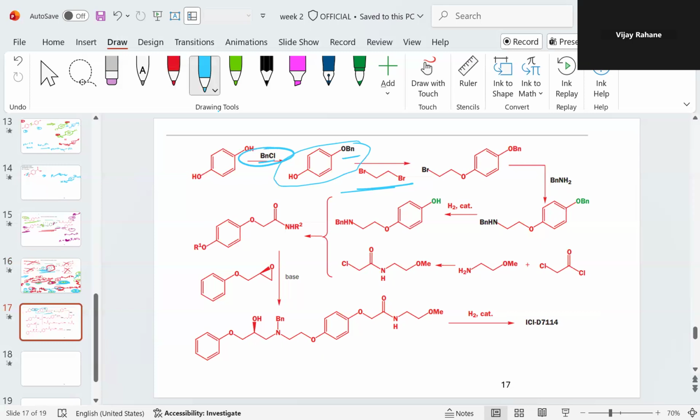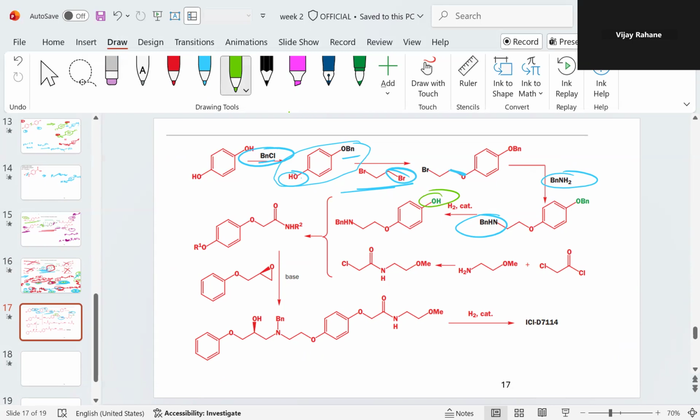If you add this dibromo compound, this hydroxy couples with the bromo part, and we get this new bond formation. Then if you add BnNH2, it gets substituted here, and upon reduction with the palladium catalyst, obviously, this is basically the deprotection step. So we can deprotect this Bn part, and we get the free hydroxy group.